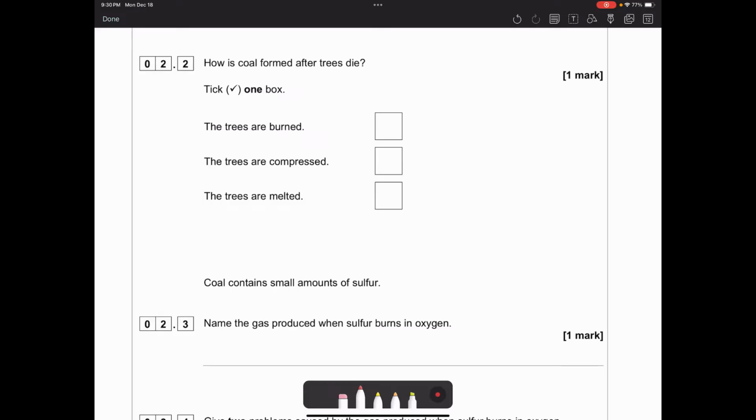Okay, well, the trees, if they're burned, that wouldn't turn it into coal. That's not that. The trees aren't melted, they are generally compressed. They get buried, and that's where we find the coal buried underground. It's buried by all the sediment that forms on top of them.